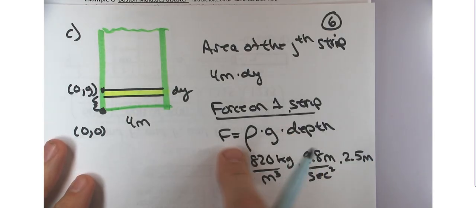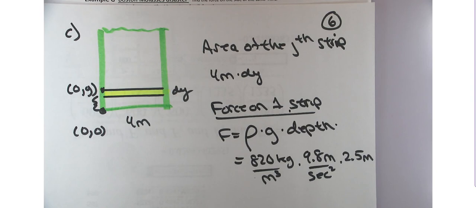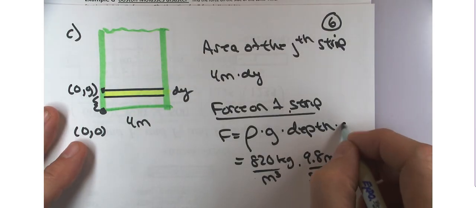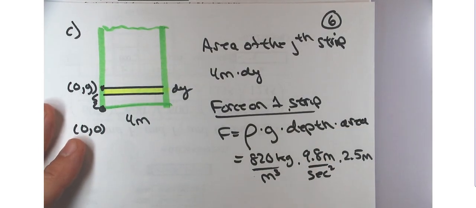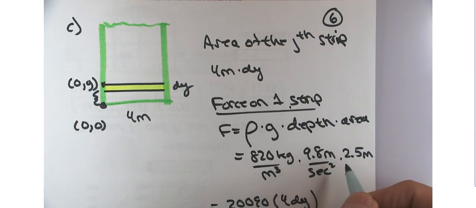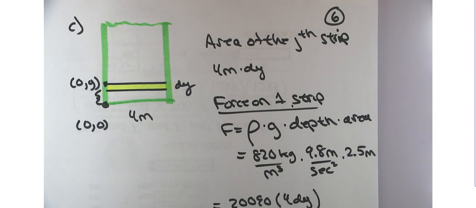Force on one strip. I think I'm missing one thing here, though. It's going to be the force. It's going to be the pressure times the area. So I need to multiply this by the area. So that's going to be 20,090 times the area, which is going to be 4 dy. And I should have a depth in here. I didn't put the depth in there, did I? No, there's where I made my mistake.